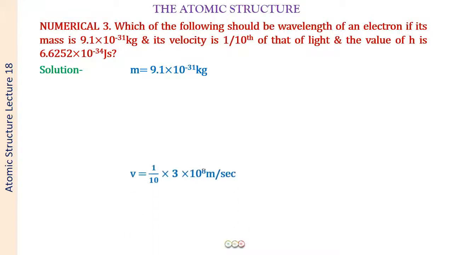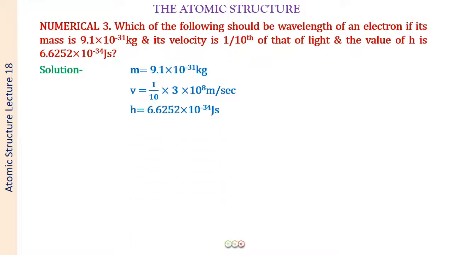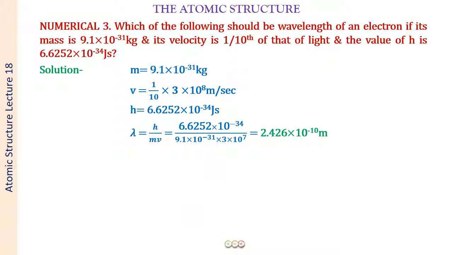So we have mass, we have velocity. Velocity is given to be 1/10 that of light. So this will be 1/10 into 3 into 10 power 8 meter per second, making it 3 into 10 power 7 meter per second. And h also is given to you. The de Broglie relation, just simple value putting, lambda is equal to h over mv. We put the values, you will get the answer to be 2.426 into 10 power minus 10 meter.